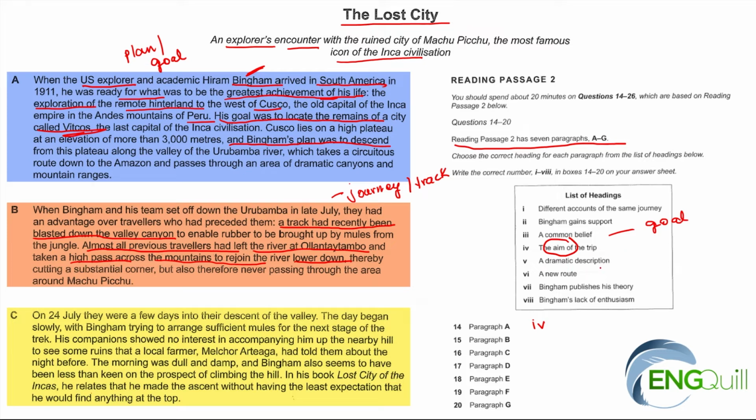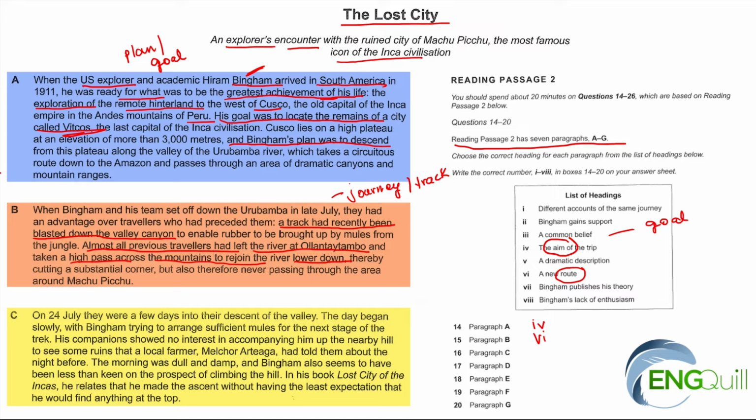So is it talking about the dramatic description? No. Is it related to anything about route, journey, track? Okay, let's hold this. Publishing his theory? No. Lack of enthusiasm? No. So definitely my answer for paragraph B has to be 6. A new route. Let's go to the next one.